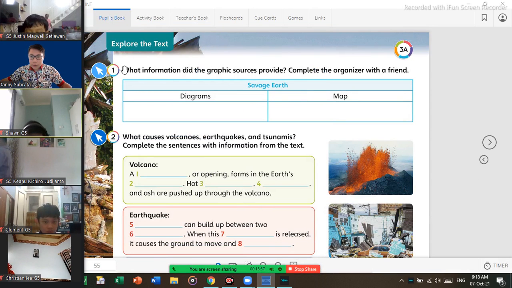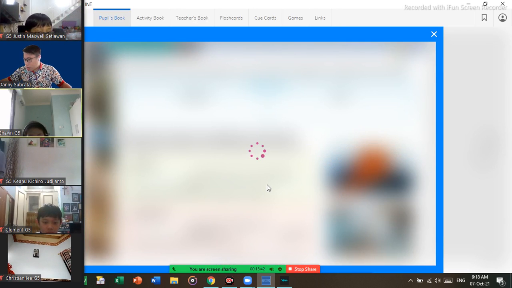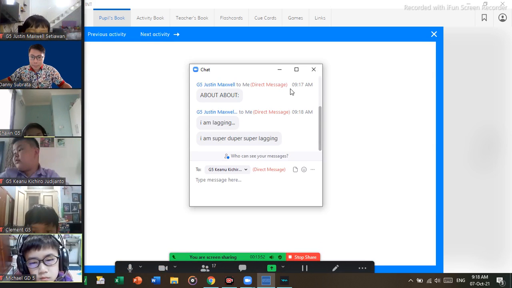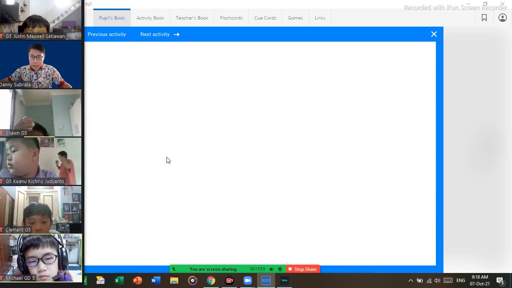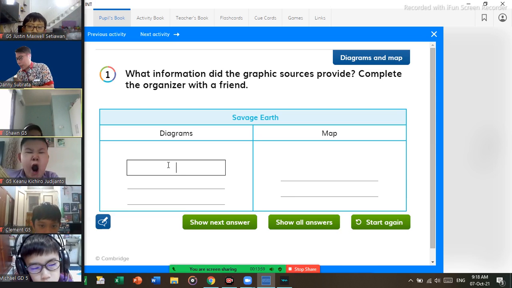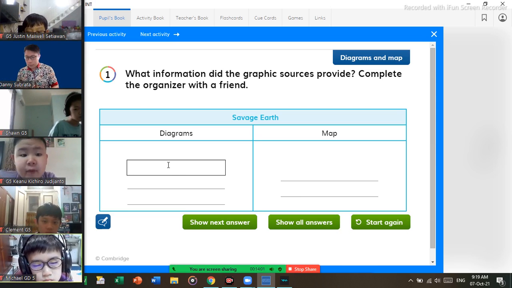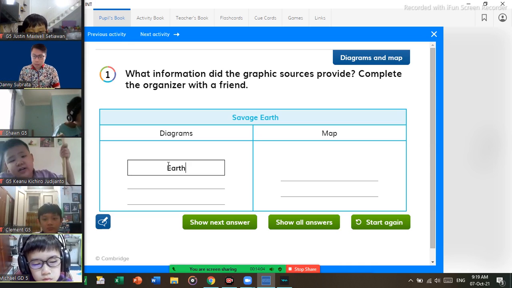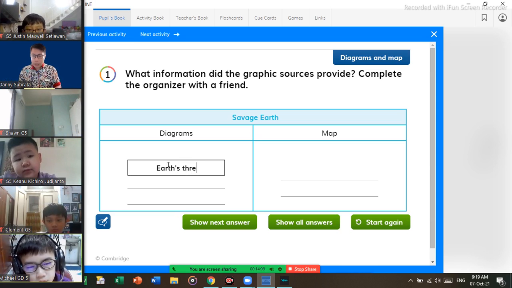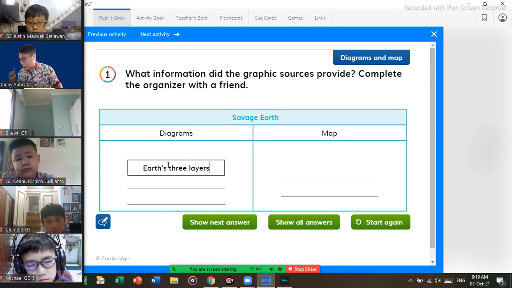If there's any diagram over there? How about the picture of the earth, the inside of the earth? What do you think? Is that a diagram or not? I think it's a diagram. Yes, okay, that is a diagram. That is a diagram about what? About the layers of earth, or earth's three layers. Okay, that's the first one.